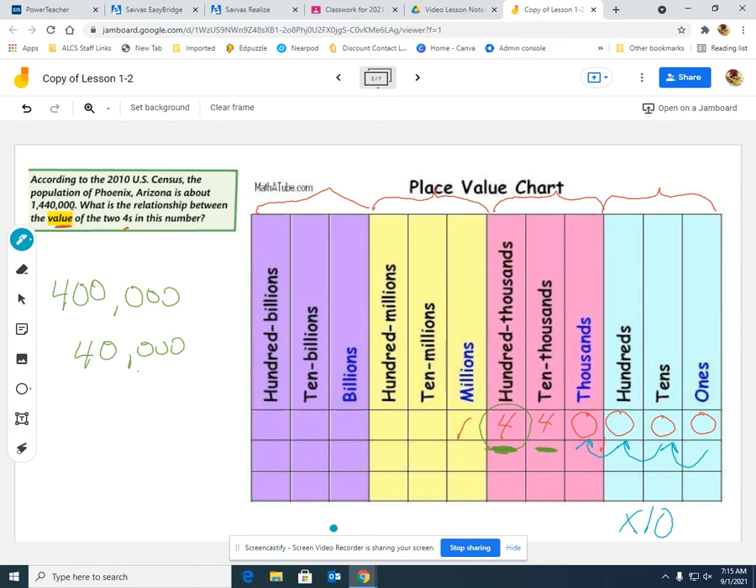And if we move the other way in the place value chart, and our numbers are getting smaller, we say that it is 1/10, or times 1/10. It's basically the same thing as saying 10 times smaller, but our book is going to use this times 1/10 the value. So four 10,000s, or 40,000, is 1/10 the value of 400,000.